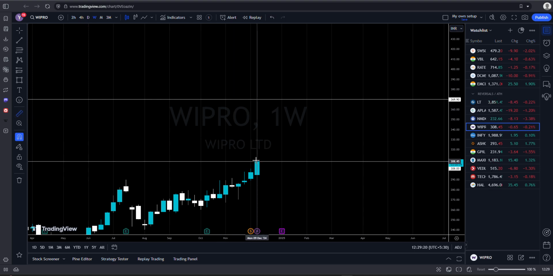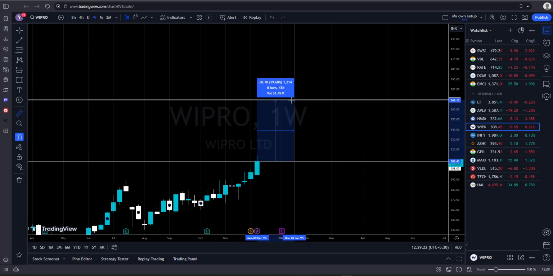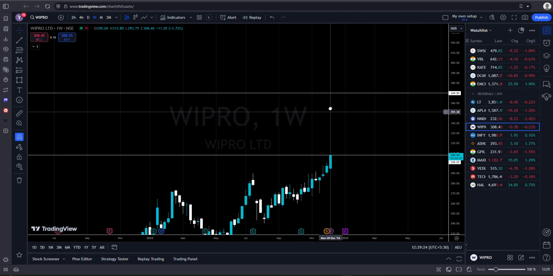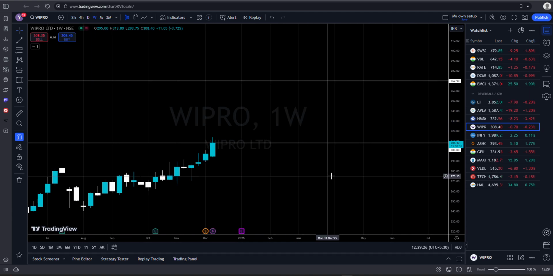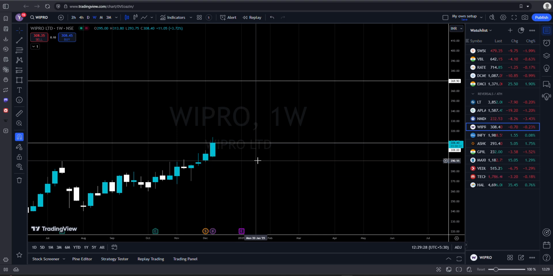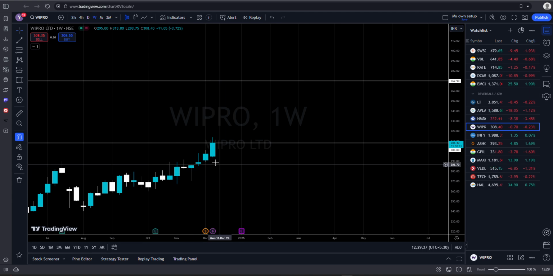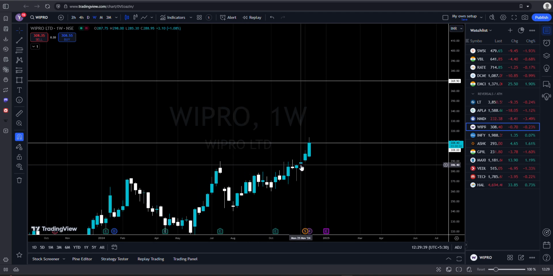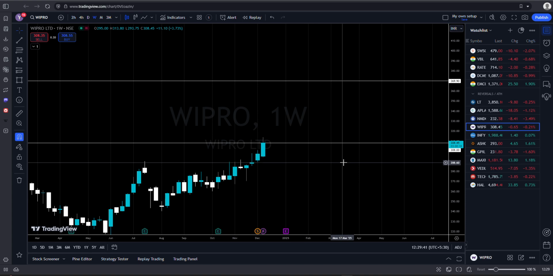You can clearly see that, right? From this point to this point is already a 20% rally. So a 20% rally can be captured once this stock breaks out of this level. This level is 308, and right now the stock is trading at 308.5. Wait till today evening. This complete weekly candle should close above this level. Then you can buy it on Monday or today evening also. It doesn't matter, it's up to you.